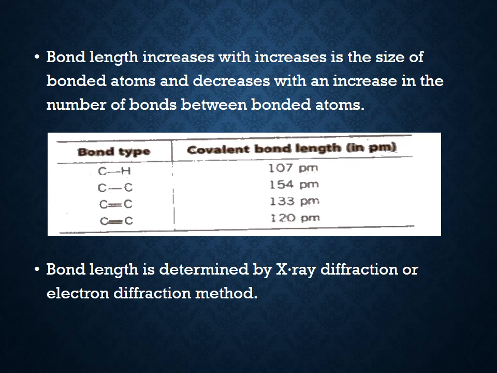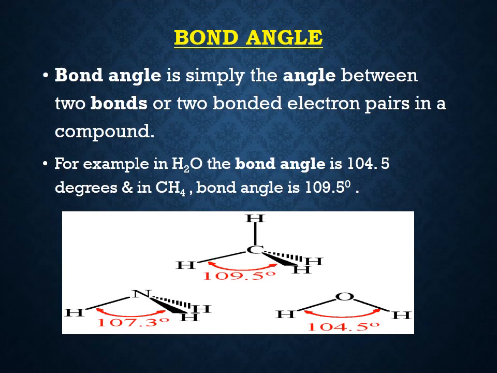Bond length is determined by X-ray diffraction or electron diffraction method. Bond angle. Bond angle is simply the angle between two bonds or two bonded electron pairs in a compound. For example, in H2O the bond angle is 104.5 degrees and in CH4 the bond angle is 109.5 degrees.